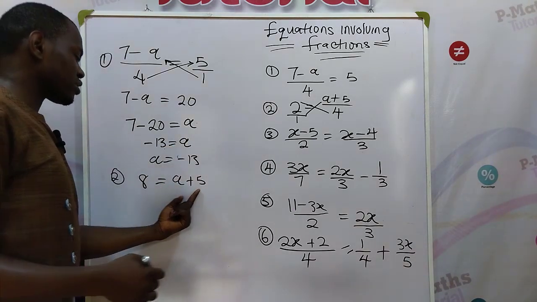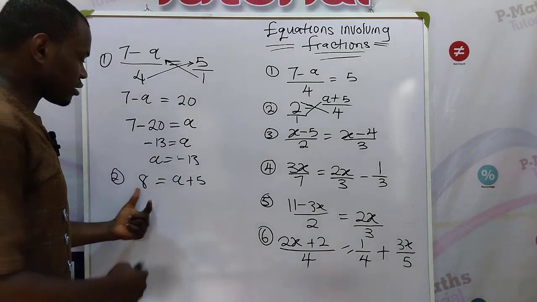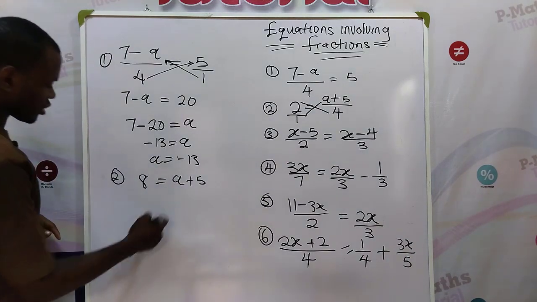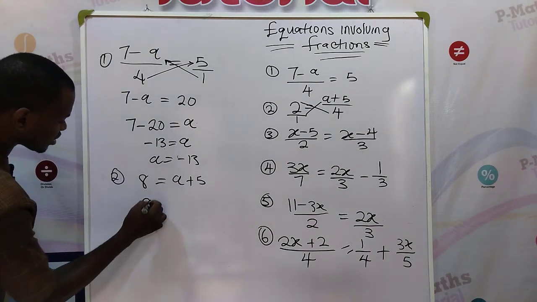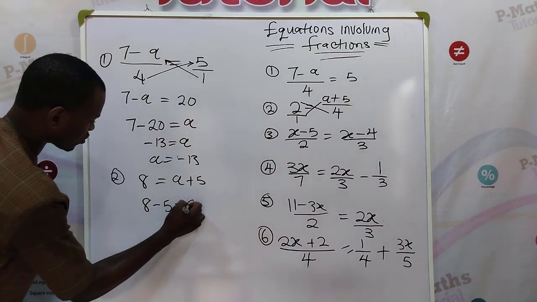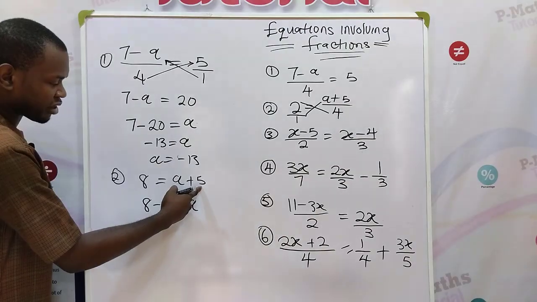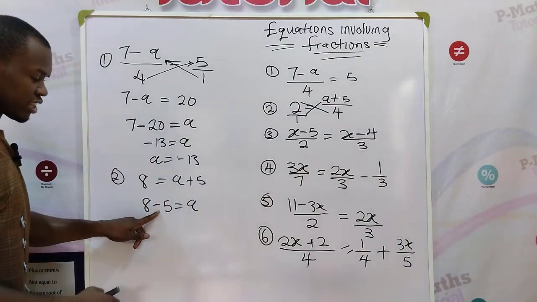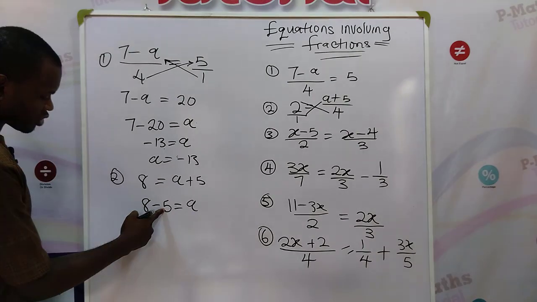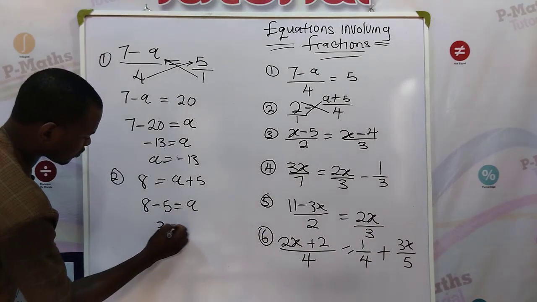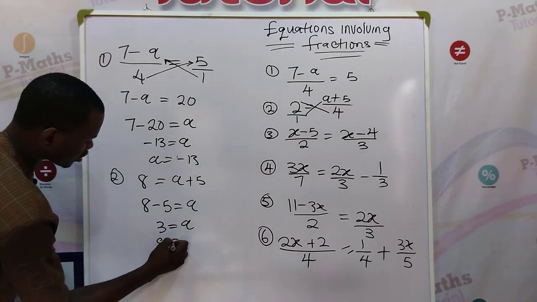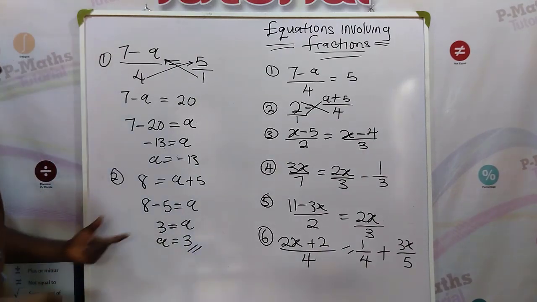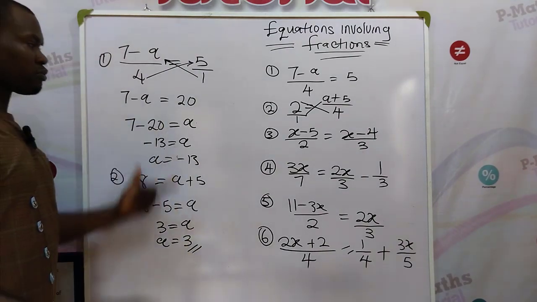Then collecting like terms, numbers will come together and the alphabet remains in that position. So I'll have 8 minus 5 equals a. 5 is positive here. When it comes over, it is negative. So 8 minus 5 will give me 3. So our a is what? 3. You see that we followed almost the same process.